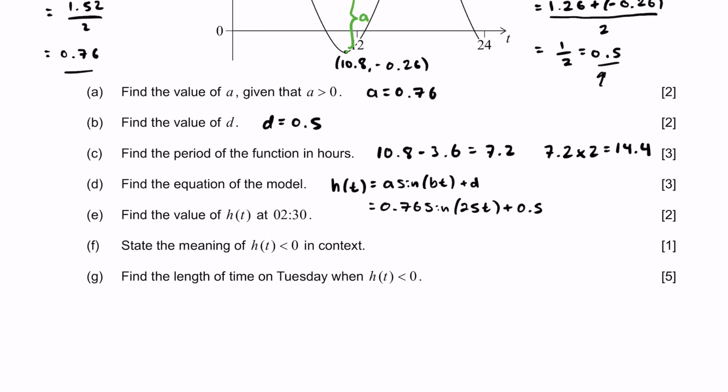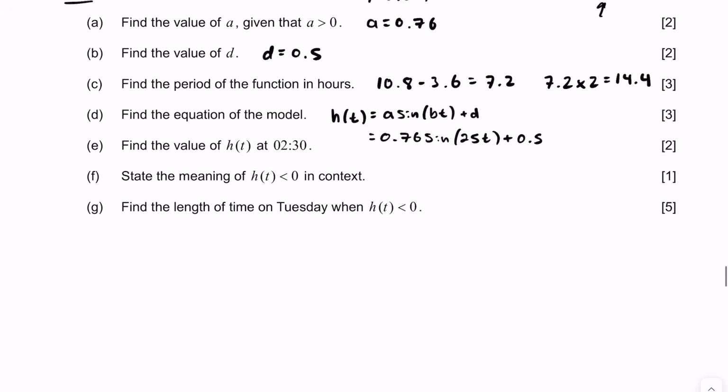Okay. Part E, find the value of h of t at 2:30. So we've got a function which relates height to time. This is essentially an input-output question. They give us a time, and we want to find the height. So we've created some function, now we want to use it to do some practical things. So I'm going to grab this and then work this out here. So this is question E, and we're dealing with h of t.